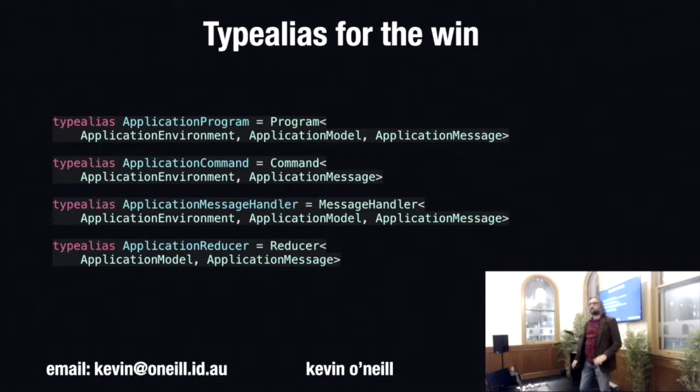Typealias. There's a lot of generics in this stuff because model is generic, message is generic, command is generic. And if you've got to type that bottom line every time you want to do something, it's just a nightmare. But typealias take care of that and we just end up with an application program, message handler, a reducer.